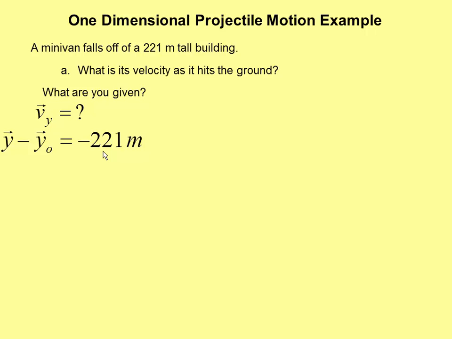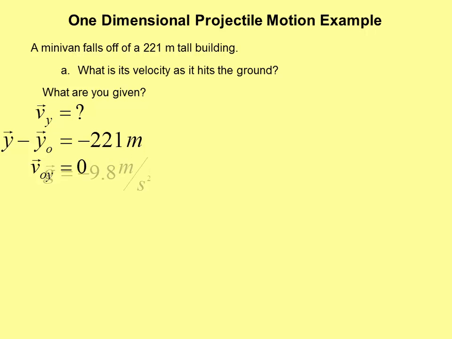Now, that seems to be the only number, but there are a couple other ones we can read into the problem. First off, if it just falls off the building, its initial velocity would be 0. And then the second thing is, I think it's a pretty good assumption, because a minivan is a very heavy thing, that air resistance is not really going to affect it much. Sure, there'll be some, but the heavy weight of it will predominate, and therefore it will act as if it is projectile motion.